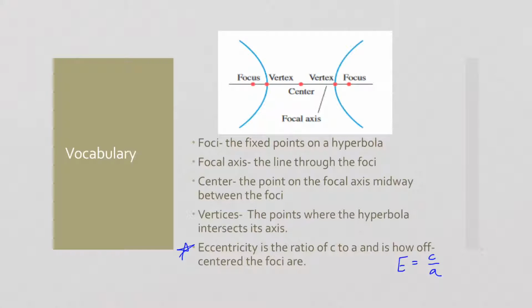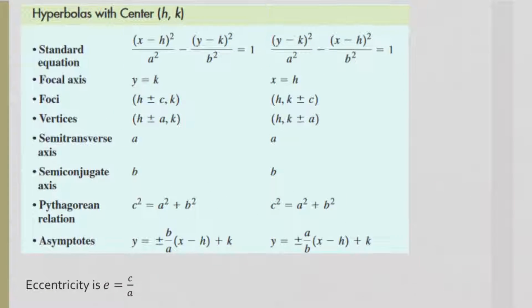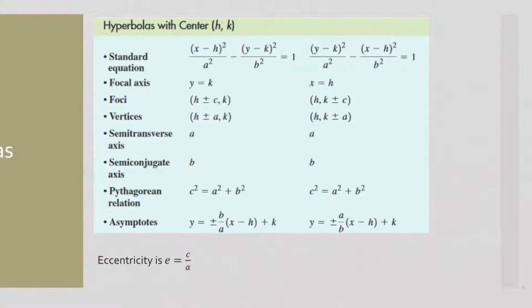But we still have our focus, our vertex, and our center. You will notice that essentially the focus and the vertex have flipped places from the ellipse, because now my graph is opening out instead of in. And remember, the graph always eats the focus. So, formulas for hyperbolas. Notice they look pretty similar to our ellipses.